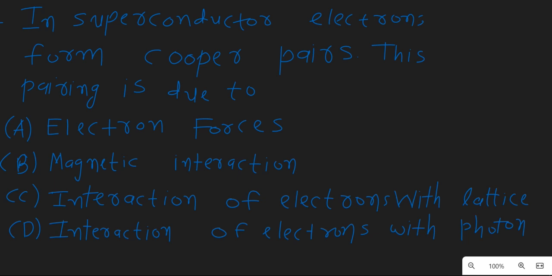In this video, we will again solve a few previous year questions from BARC, which are purely memory based since BARC does not publish its question papers. So here our first question is: in a superconductor, electrons form Cooper pairs. This pairing is due to the interaction of electrons with the lattice. So your correct option will be C.